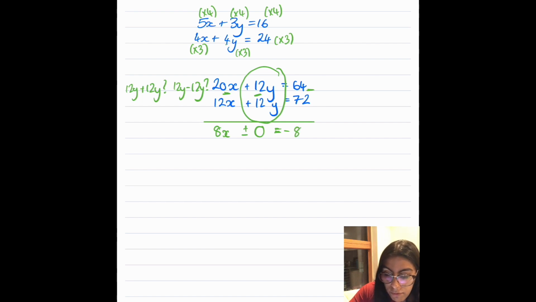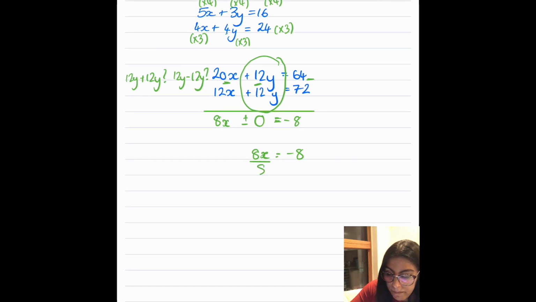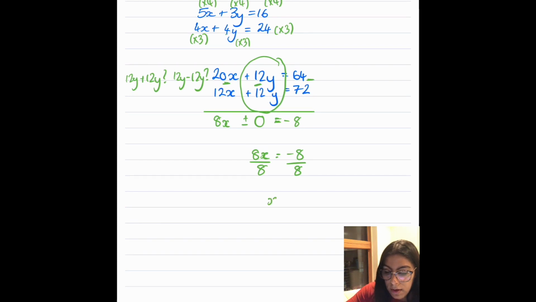Again, once I've got that, I'm going to write out the equation that I've just been left with. So I don't need that 0 in there, so I can write the equation without it. So I'm left with 8x equals negative 8, and to solve this, divide by 8, divide by 8, x equals negative 1. Done. Nice and easy.